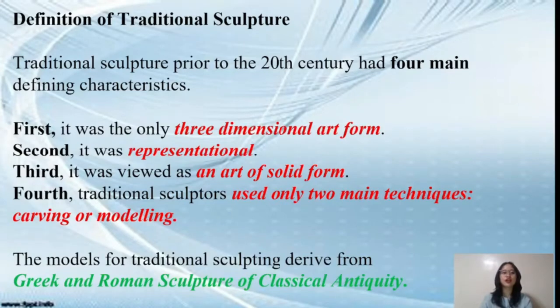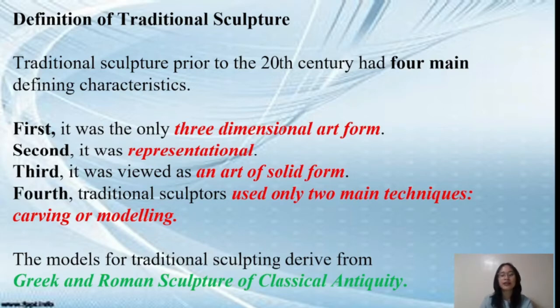Definition of traditional sculpture. Traditional sculpture prior to the 20th century had four main defining characteristics. First, it was the only three-dimensional art form. Second, it was representational. When we say representational, it represents what it represents. For example, a banana sculpture inspired from banana fruit. Third, it was viewed as an art of solid form.